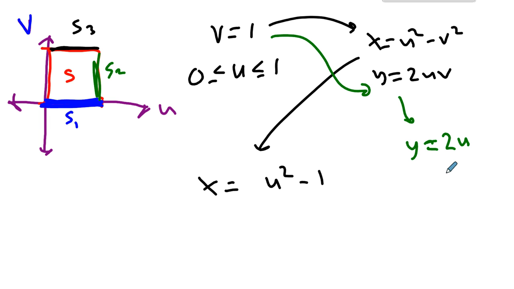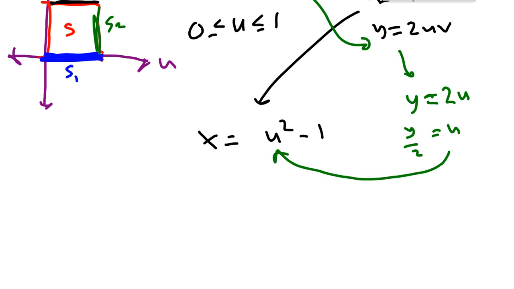And, well, let's get U alone. So we get Y over 2. And then that can go in here, and you get something that looks kind of like the last one. What happens here? You get X equals Y squared over 4 minus 1, right?